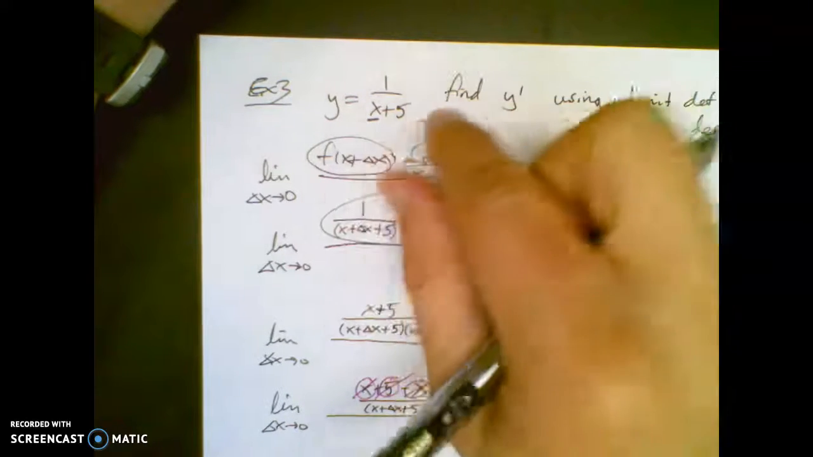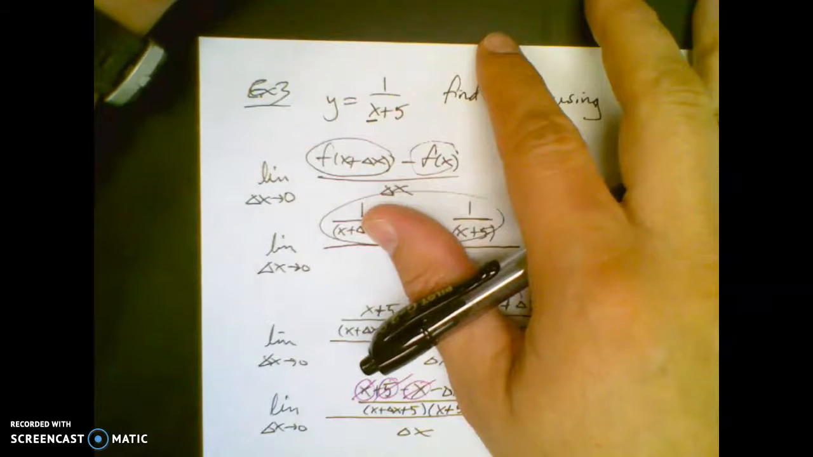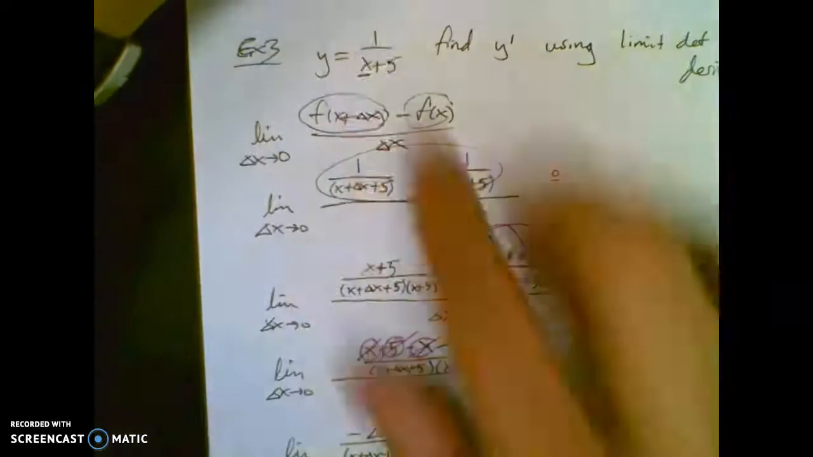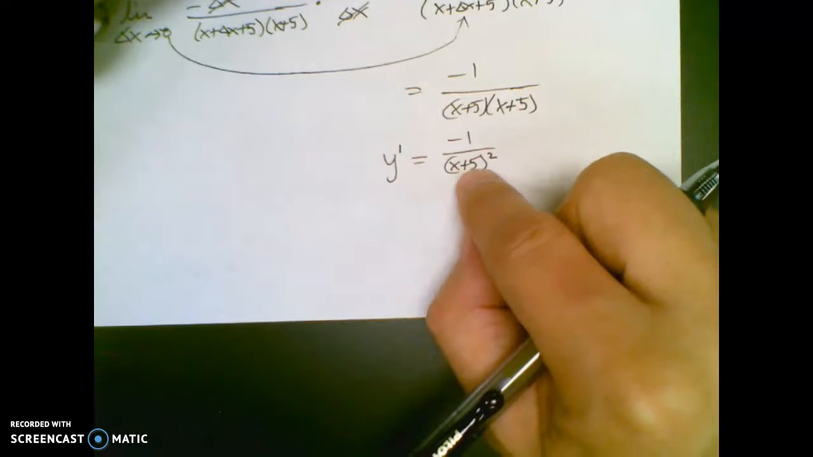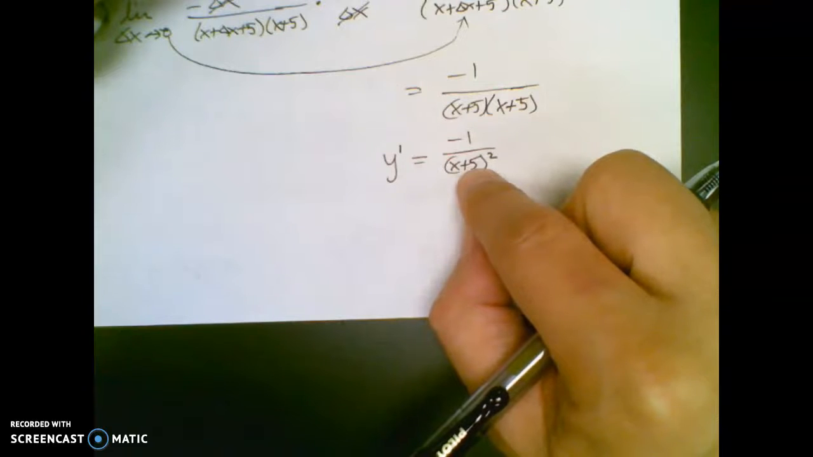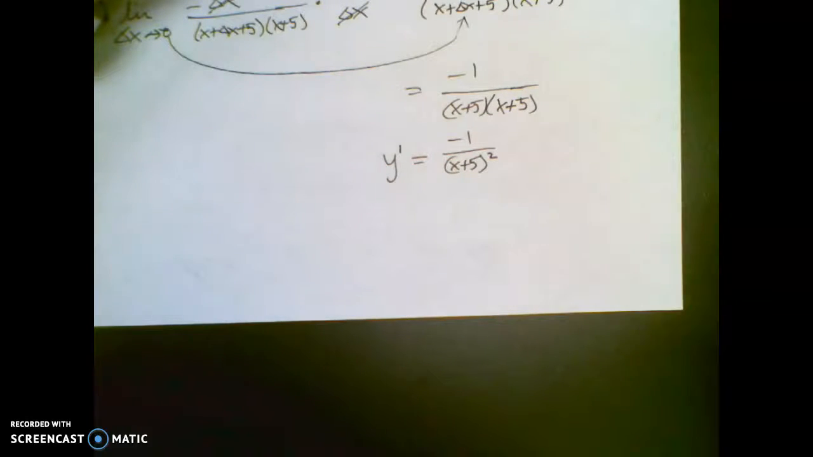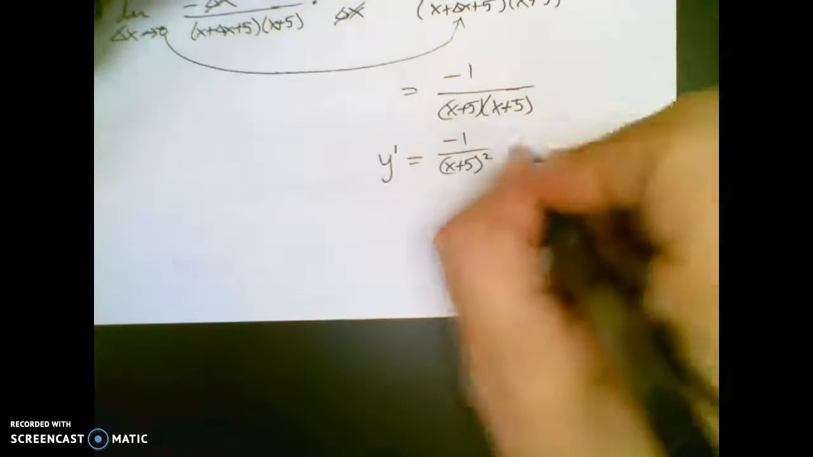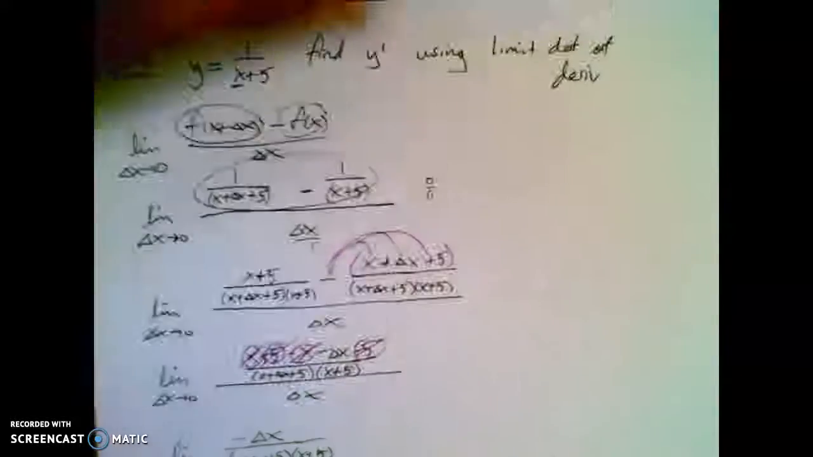So if I want to know what's the slope at x equals 2, well, at x equals 2, the slope of this graph is negative 1 over 2 plus 5 squared. So negative 1 over 49. The slope is negative 1/49th at that point. Isn't that crazy? I think so. All right. Anyway, that's that.